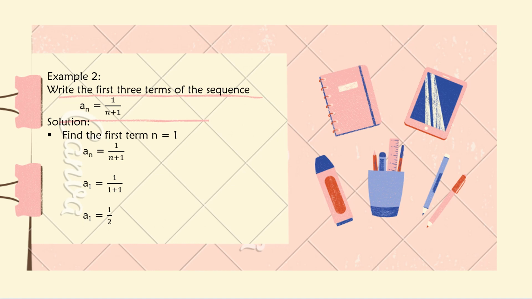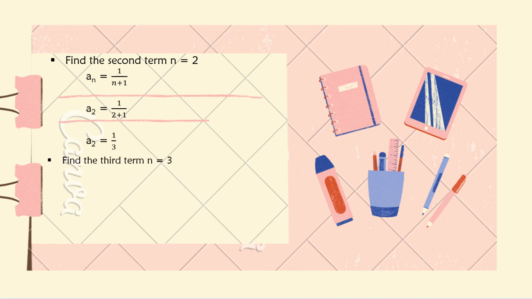Then let us simplify the denominator. So 1 plus 1 is 2. Then copy the numerator. So we have a sub 1 is equal to 1 half. Okay, so now let us find the second term. So we have second term n is equal to 2. So a sub n is equal to 1 over n plus 1. So again, let us substitute. So we have a sub 2 is equal to 1 over 2 plus 1. And then a sub 2 is equal to 1/3.